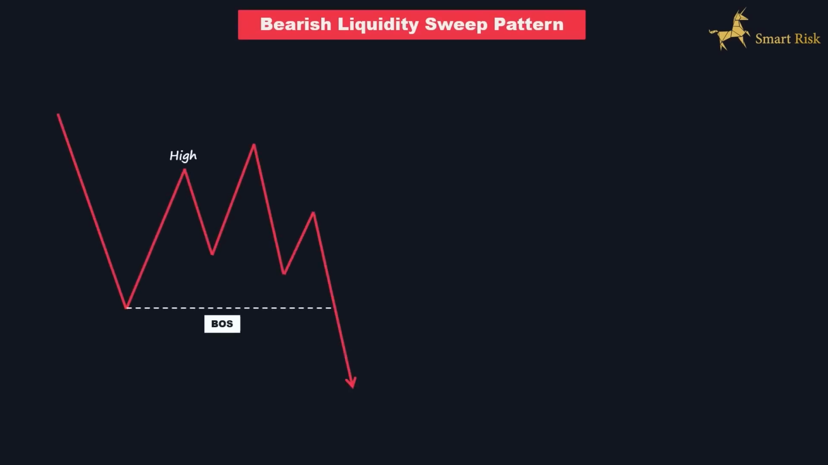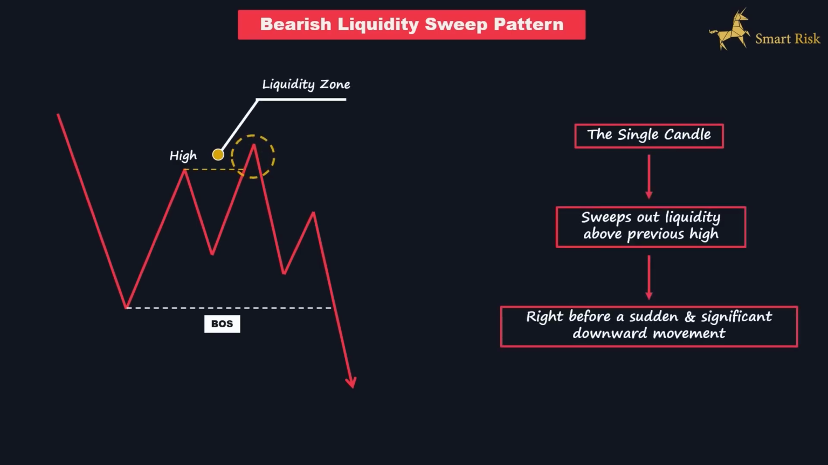In the bearish scenario, the bearish liquidity sweep pattern is formed by the single candle that sweeps out the liquidity above the previous high, including sweeping the high of the preceding candle. This particular pattern tends to occur just before a rapid and substantial downward shift in the market. We look for a liquidity sweep characterized by a long wick or body, followed by an immediate and sharp downward price movement.